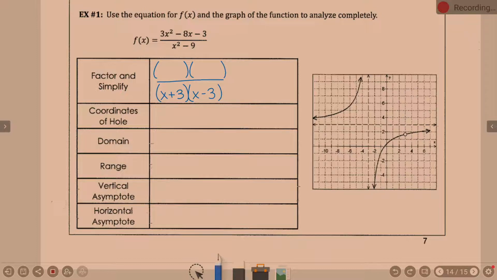Well, what are my options for multiplying to be 3x squared? 3x and x. 3x and x, right? Is there any other option? No. So I know my first pieces are going to have to be 3x and x. Now, my c value, because that's what values go at the end of the parentheses, right? What are my options for multiplying to be 3?